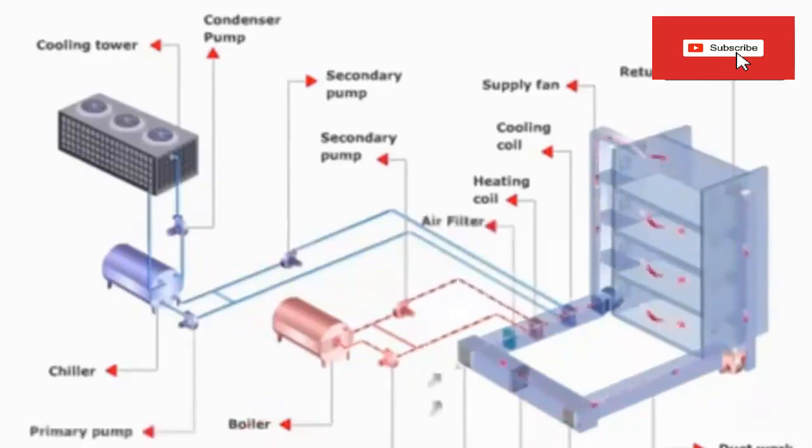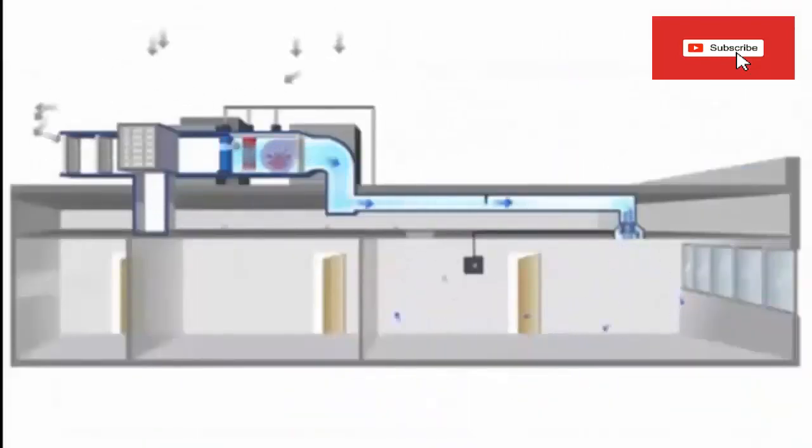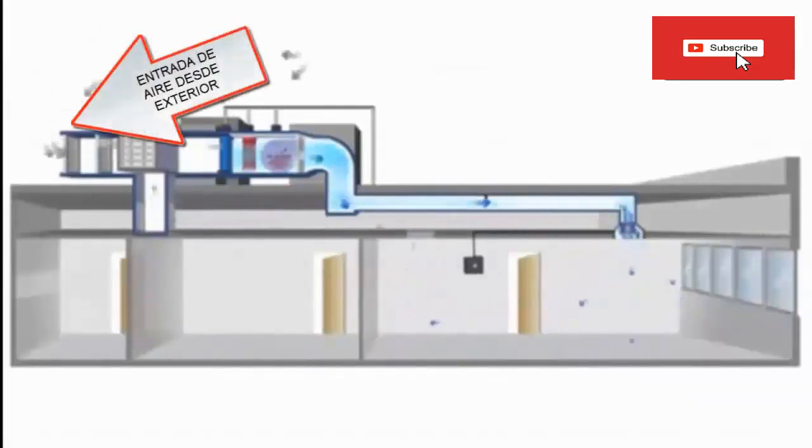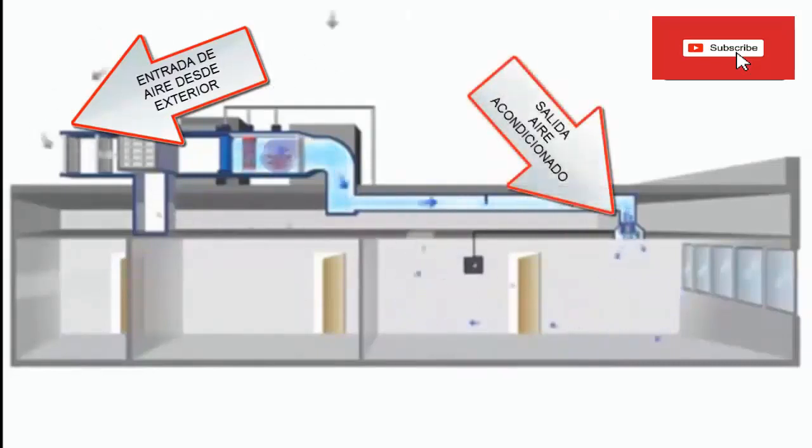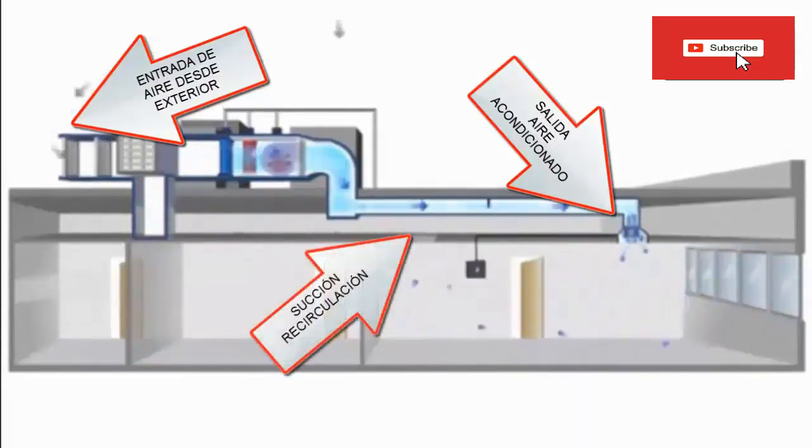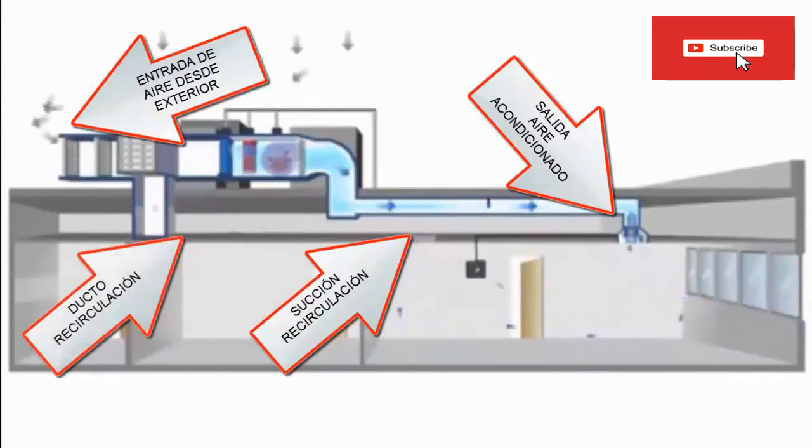Let's take a closer look at the operation of the air handling unit again in cooling mode. This is the air intake from the outside towards the air handling unit. This is the air conditioning outlet through supply grids to the premises. This is the return grill to start the recirculation of the air. This is the recirculation duct which returns the conditioned air to the air handling unit.